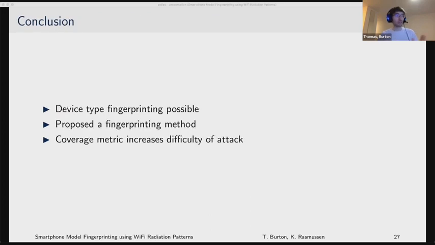So to conclude, we found that radio patterns can potentially be used for device type fingerprinting. We proposed a method, and we found that the coverage metric that we produced ended up being the greatest barrier for any attacker to spoof the identity of another device.